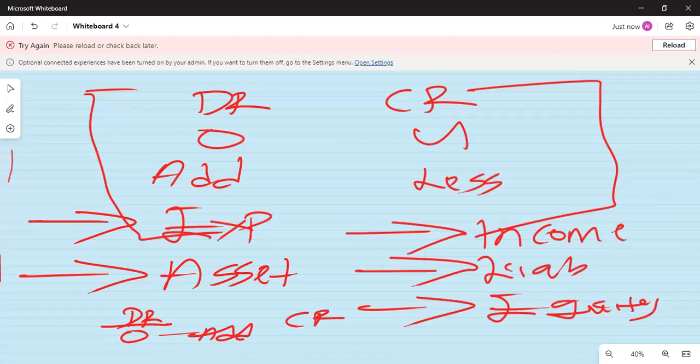If that item is going to be on the credit side of your trial balance, and it is overstated, you should do what? You should less. That is 1.